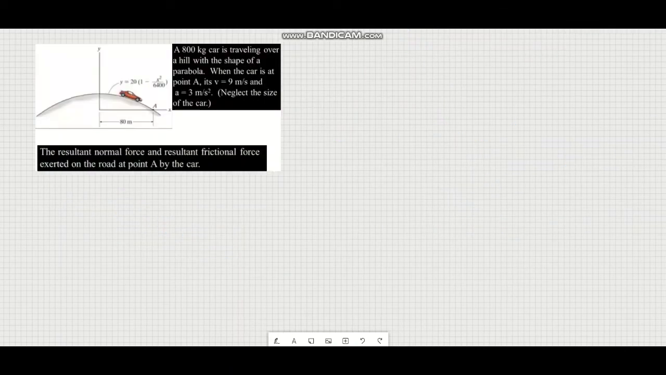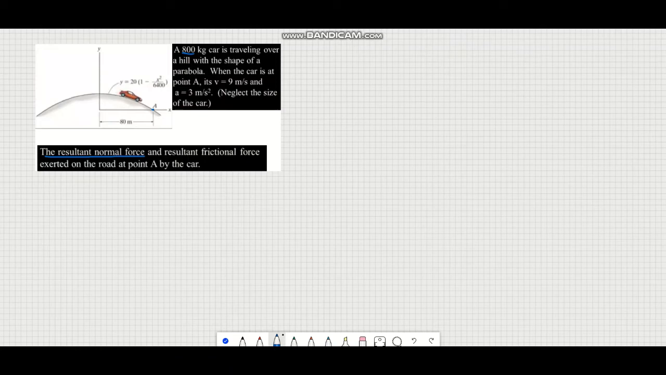In the second example, we have a car on again a curvilinear path. This car has 800 kilograms and is traveling over a hill with the shape of a parabola. When the car is at point A, which is here, its velocity is 9.9 meters per second and the acceleration is 3 meters per second squared. We are going to neglect the size of the car. We are going to find the resultant normal force and resultant frictional force exerted on the road at point A by the car.